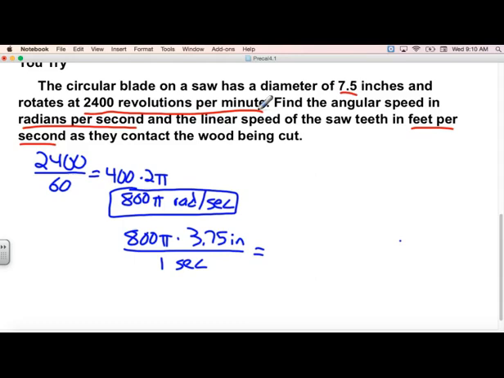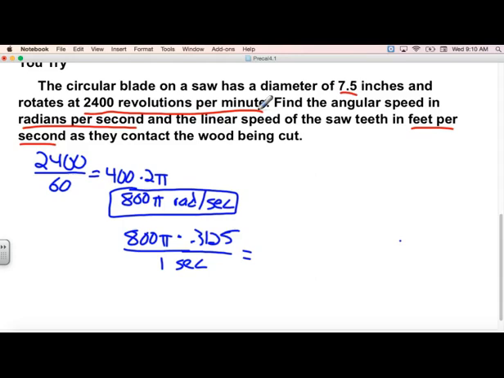And to find the linear speed, you've got to figure that out. And it wants it in feet per second, right? So we need to change this to feet. I initially did inches, just realized it needs to be feet. So we need to figure out how many feet is the radius. Well, if the diameter is 7.5 inches, then the radius is half of that, which is 3.75 inches. How many feet is that? We'll divide that by 12, and you get 0.3125 feet. All right, so 3.75 inches is 0.3125 feet.